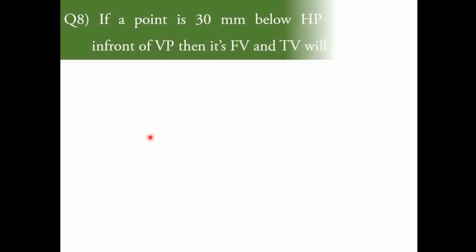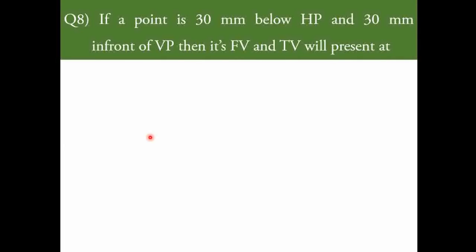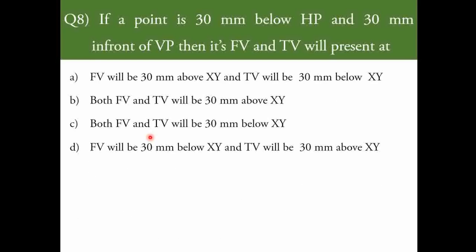Now the next question: if a point is 30 mm below the HP and 30 mm in front of VP, then its front view and top view will be present at... I think the options are there, we have to take the reference of the options, then we will get a clear idea about the question. The options are: the front view will be 30 mm above the XY and top view will be 30 mm below the XY.